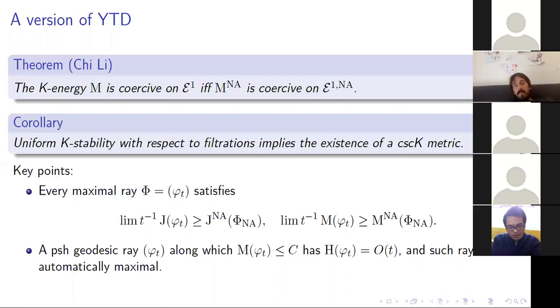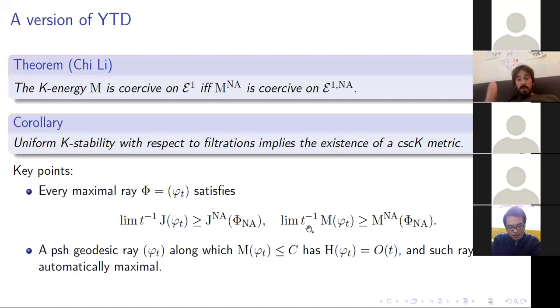And so the key point that's actually proved is that if this linear growth condition holds for the entropy, then in fact the ray has to be maximal automatically. This means that somehow all the singularities of the ray are encoded in the Lelong numbers. There is no room for some extra transcendental part of the singularities, because that would yield a more than linear, a superlinear growth for the entropy.